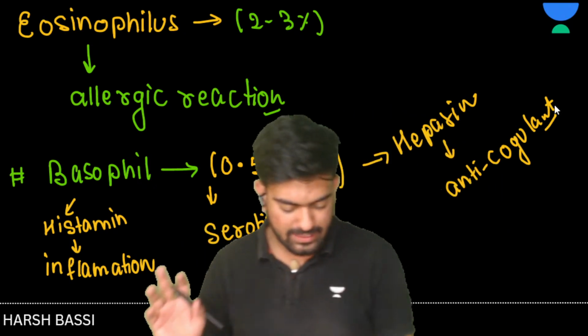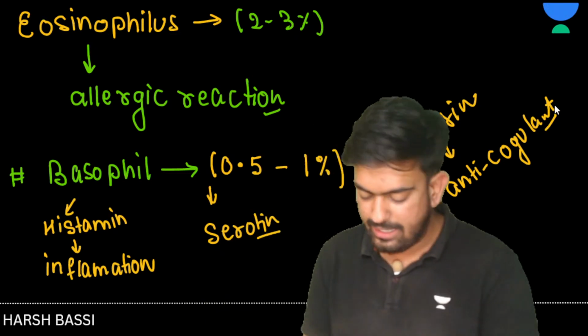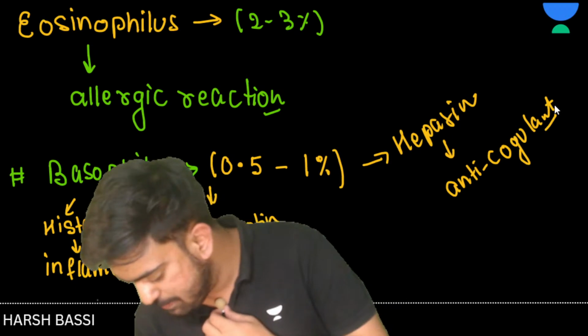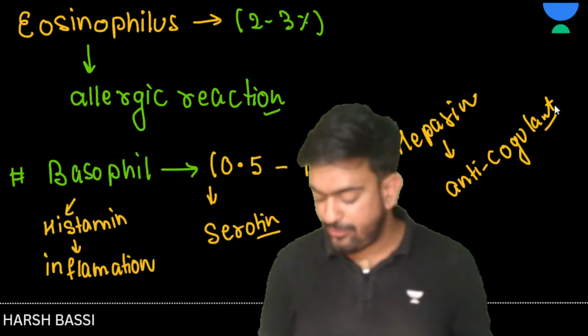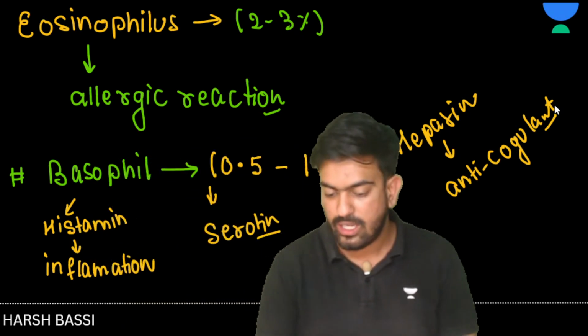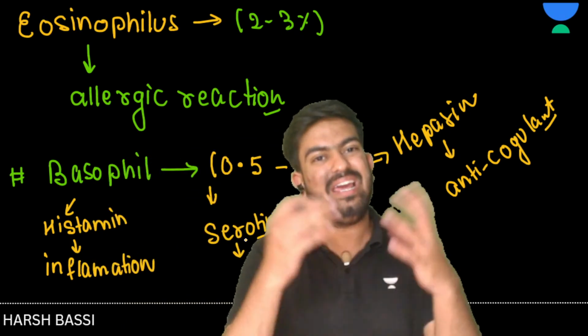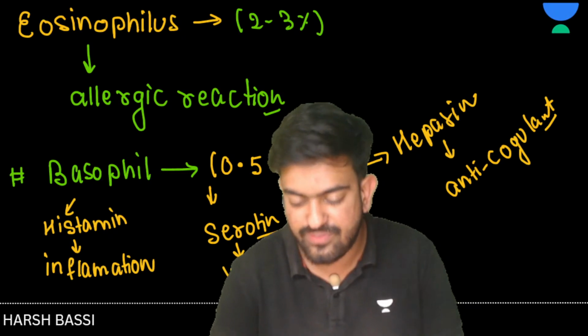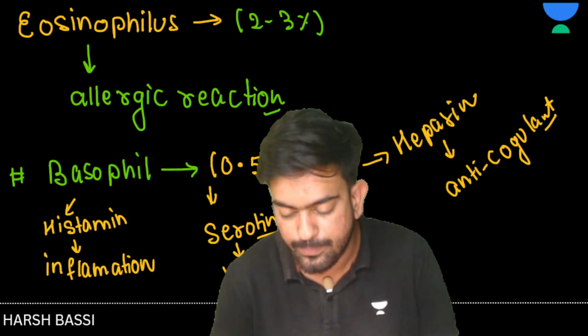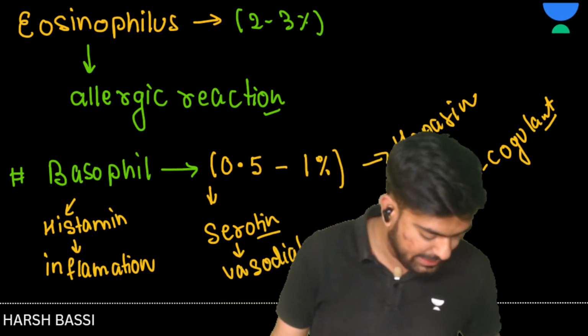Clear? Okay. This serotonin also helps in what? It is a vasodilator, and it also helps in inflammation. It dilates the vessels. Vasodilators. Okay, clear? Great.